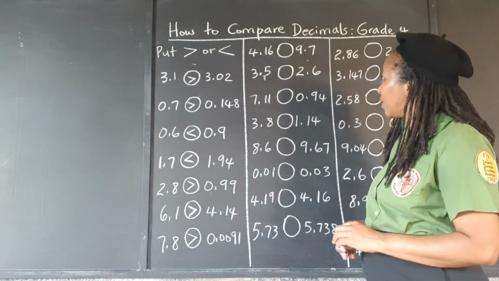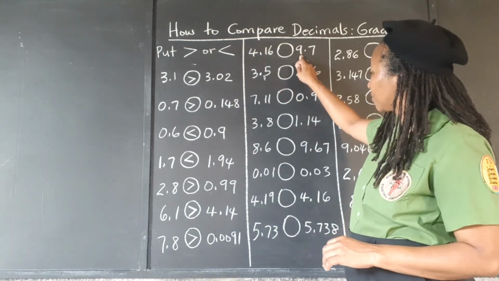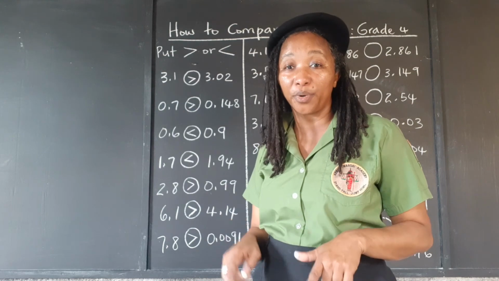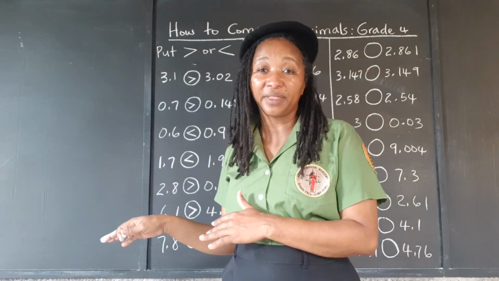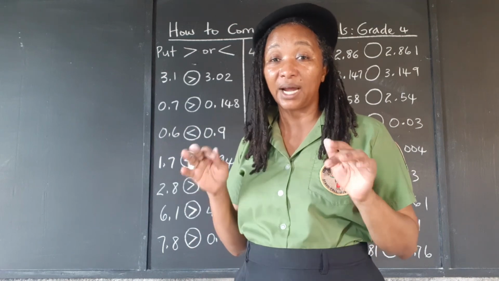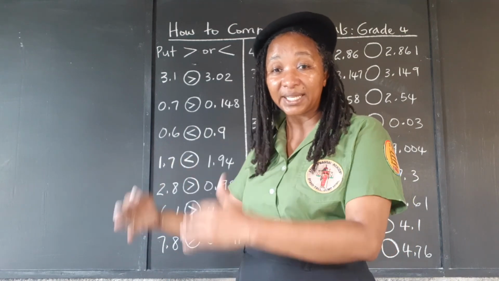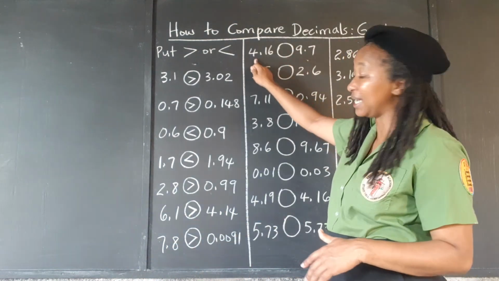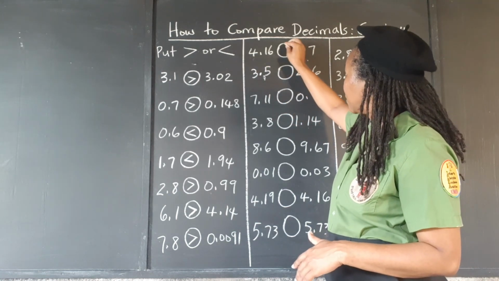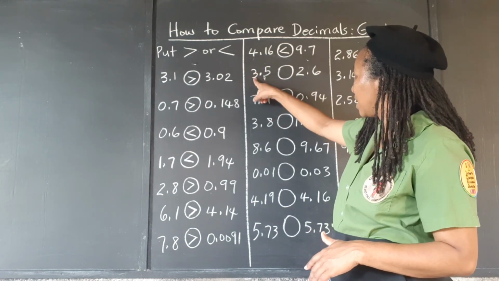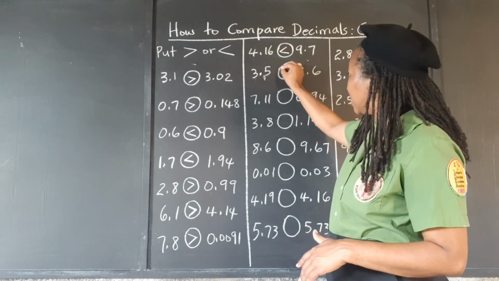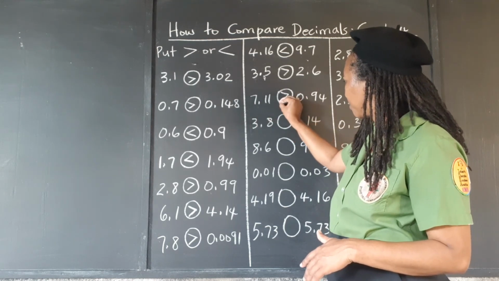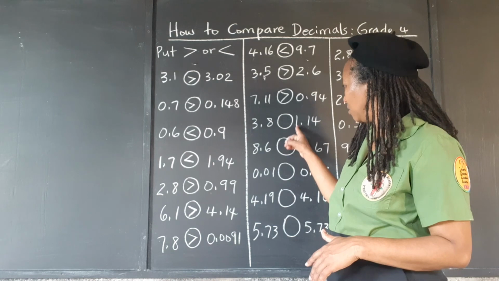4.16, 9.7. Look at the ones place. Once they have whole number aspects to them, just compare the whole number. The only time you go over to compare the decimals is if the whole numbers are the same. Then you'd have to go to the next place and compare. But if the whole numbers are different, you can easily tell 4 is smaller than 9, so that's a lesser number. 3 is bigger than 2, so that's the greater number. 7 is bigger than 0. 3 is bigger than 1.